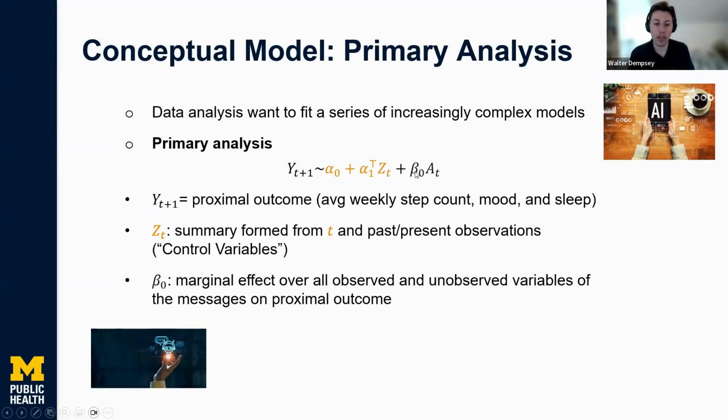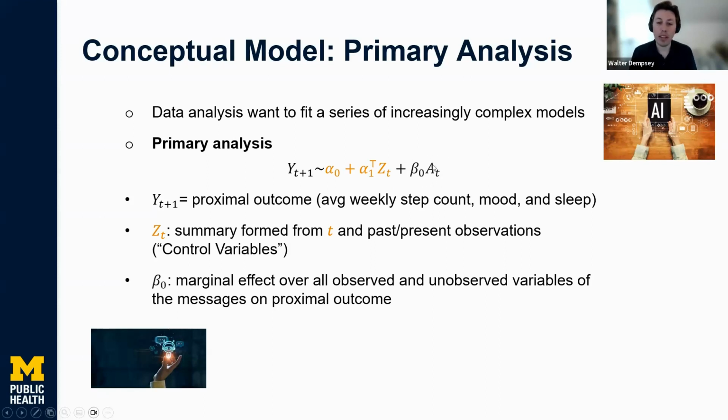So the primary analysis takes this form, and you can think of it conceptually as modeling the outcome Y as a function of treatment and maybe some variables that we think are related to the outcome. Things like past step count are going to be predictive of the outcome of interest, so we might include those as well. For those of you who've seen regression analysis, roughly speaking, you can think of this as a regression analysis. That's our primary analysis, where we're trying to understand the marginal or average impact of treatment over time.